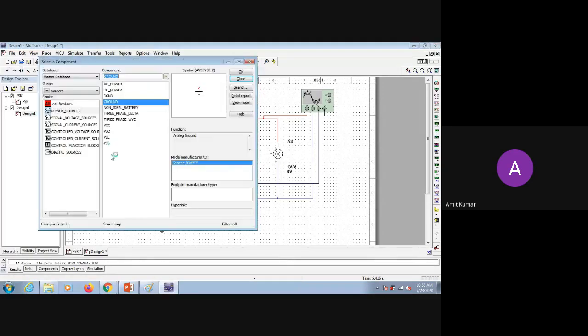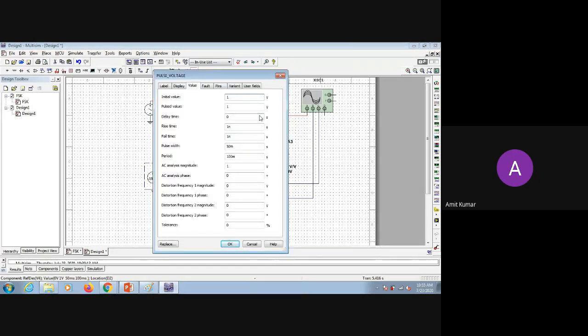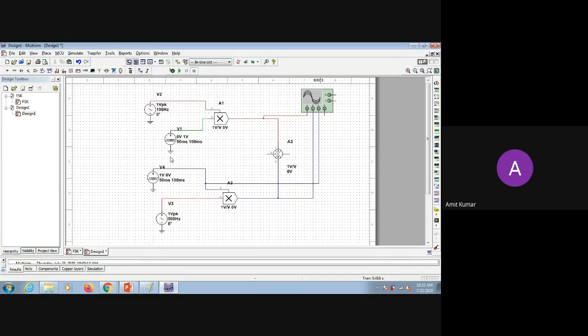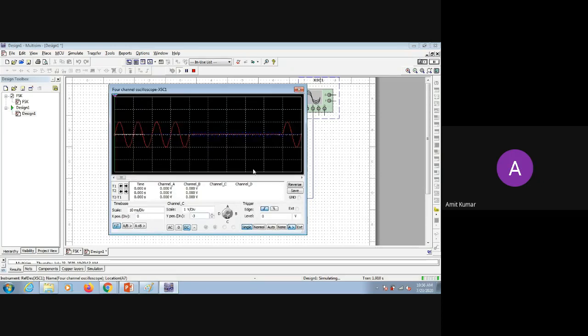So instead of 0, it will be treated as 1, and for 1 it will be treated as 0. So I have inverted this data. Same period, same everything, but it is inverted. So if we now observe, both signals are available in different time domains.